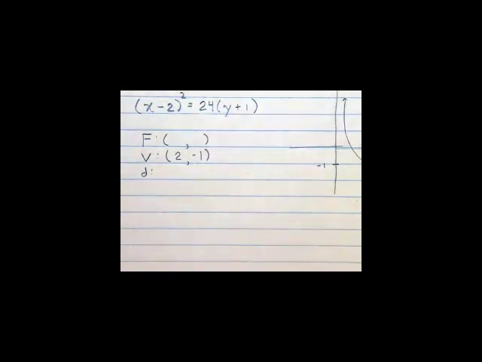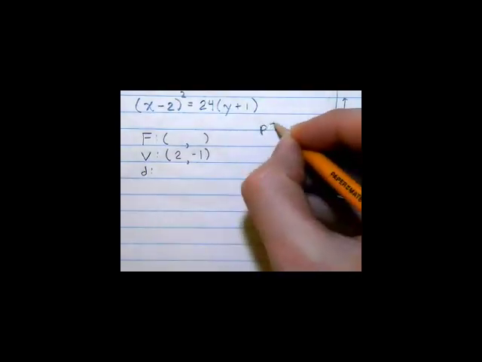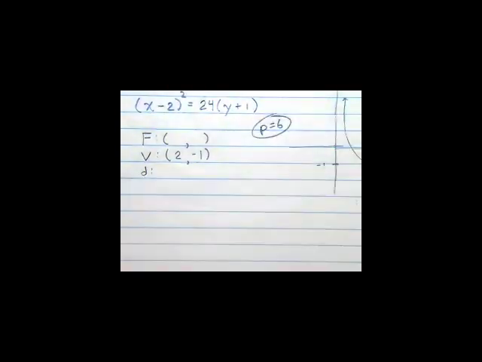Okay, and what's the value of P this time? 6, okay? All right, so the value of P is 6. To get to the focus, because of the orientation of the way it's opening here, I'd have to go up 6 from the vertex to get to that focus. To get to the directrix, I'd have to go down 6 from the vertex, right?